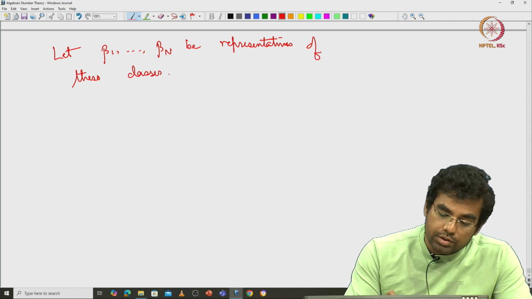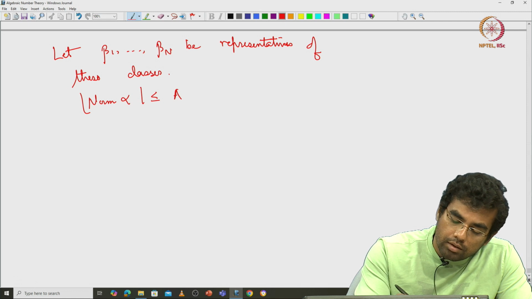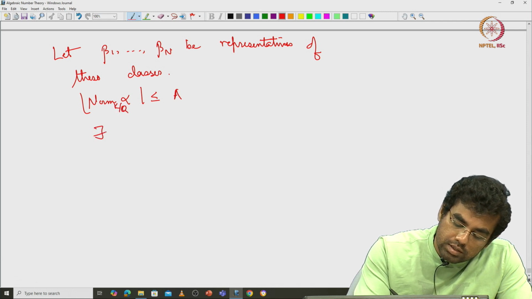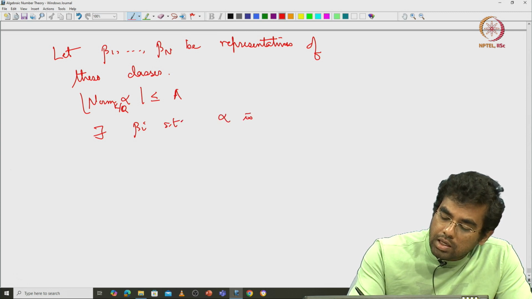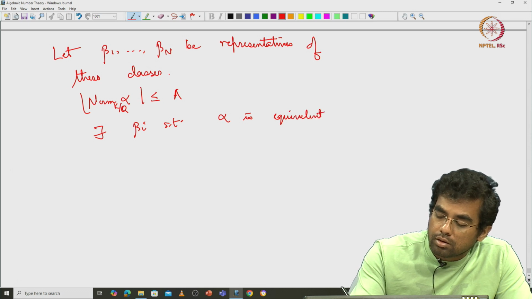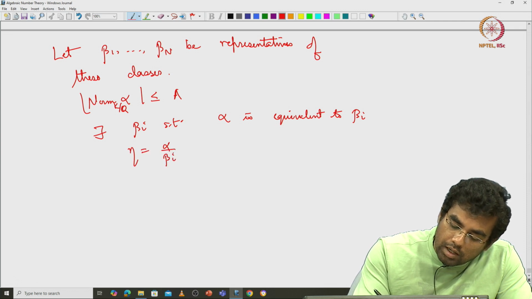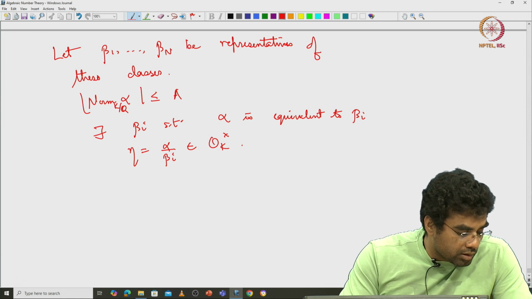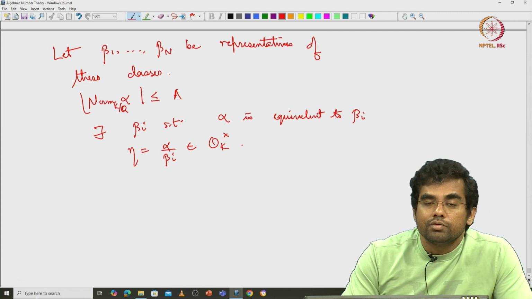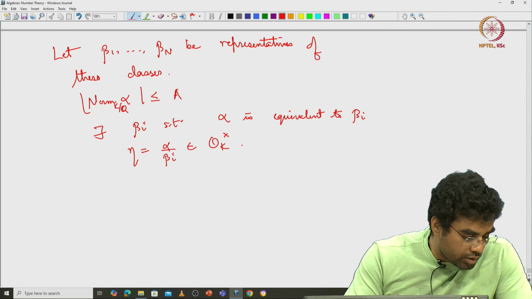Okay. All right. So, I know that the norm of alpha is less than or equal to A, right. And so, there exists beta i such that alpha is equivalent to beta i, right. And this means that eta, which is alpha by beta i, is a unit. So, we have constructed a unit. Now, this unit of course may not be the unit that we want, because we still have not made good choices of these rho i's, and that is what we are going to do next. We are going to make a good choice of rho i's.